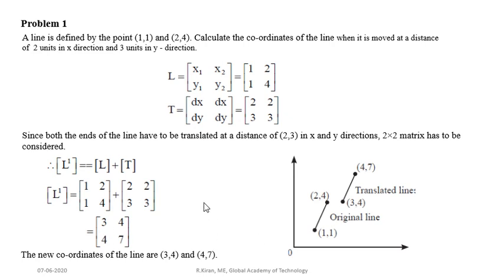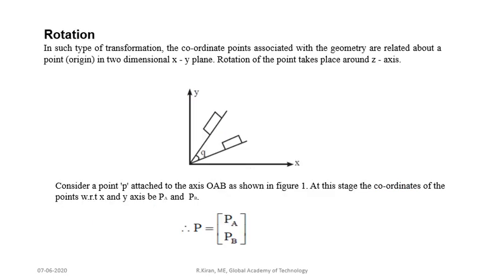So this is how we perform the translation for the given line here. Similarly, we can perform the rotation for the given point as well as for the line here. In this kind of transformation, the coordinate points associated with the geometry are rotated about a point in a two-dimensional xy plane. So here I am trying to rotate a point along the z. Always the rotation of the point takes place around the z axis.